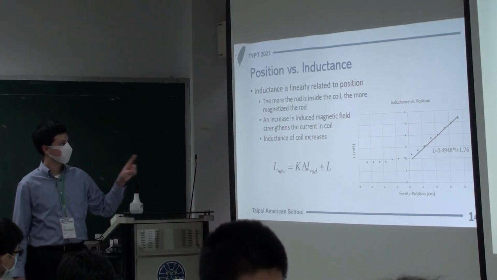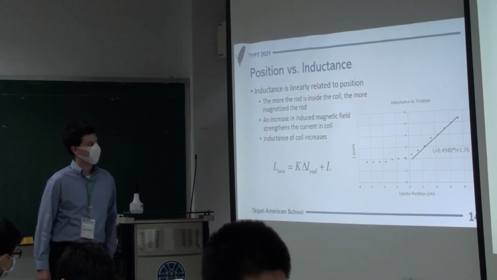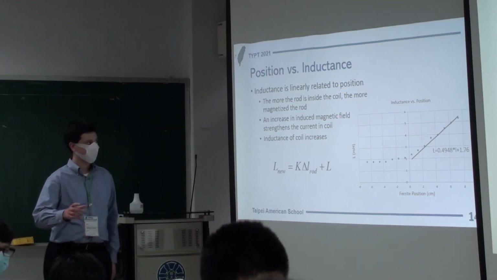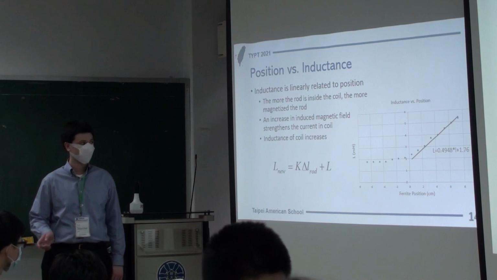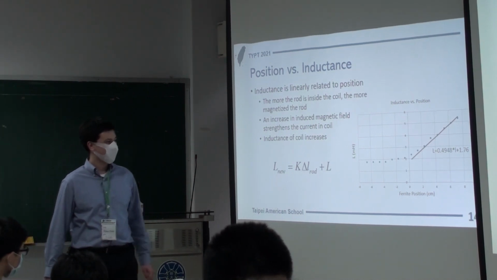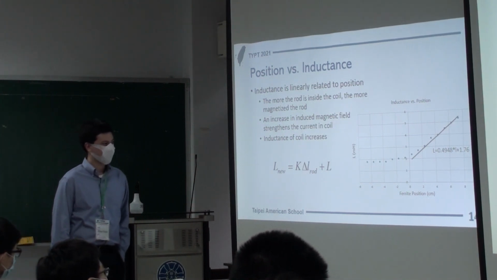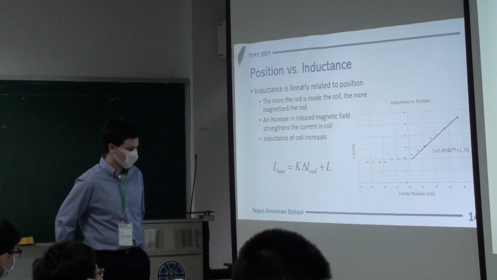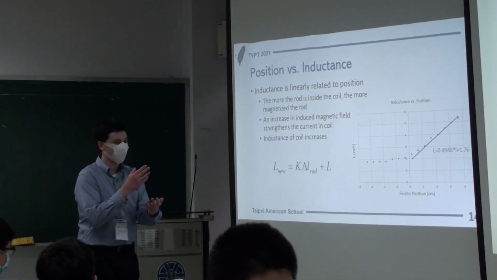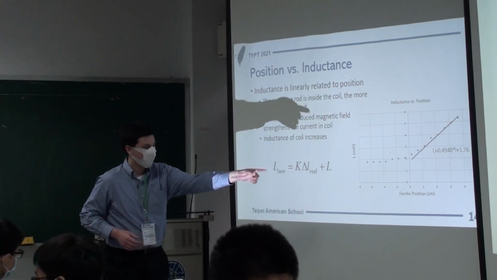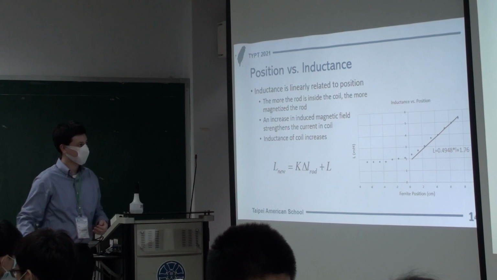So then we can look at the position of the ferromagnetic rod versus the inductance. As we stated earlier, the inductance is linearly related to the amount of the rod that's inside of the coil. Intuitively, this means that the more the rod is inside the coil, the more magnetized the rod is, and this increases the induced magnetic field and strengthens the current in the coil, therefore increasing the inductance. And we can see that this aligns rather well with our experimental data as shown there. Here, a negative ferrite position represents the distance that the tip of the ferrite rod is outside of the coil, and positive positions are when it's going inside the coil. So you can see a pretty strong linear correlation there.